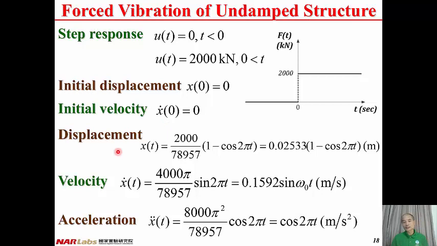We can solve for the displacement, velocity, and acceleration either by Laplace transform or directly by the ordinary differential equation. Observing the displacement equation, it vibrates with frequency 2 pi radian per second, but it does not vibrate about 0. It vibrates about 0.025 meter. The velocity also vibrates at the structural frequency omega 0, which is 2 pi radian per second, and its amplitude equals 0.1592 meter per second. The acceleration also vibrates at 2 pi radian per second, and its amplitude equals 1 meter per second squared.